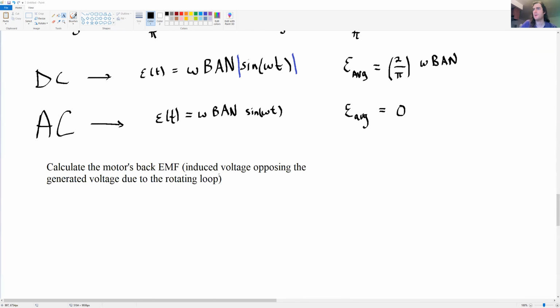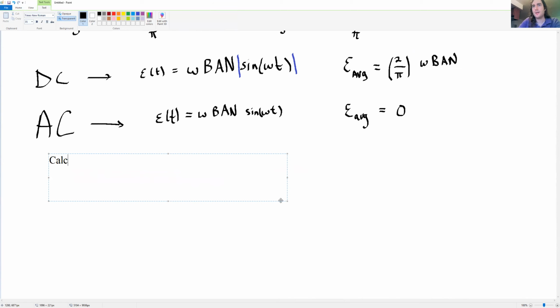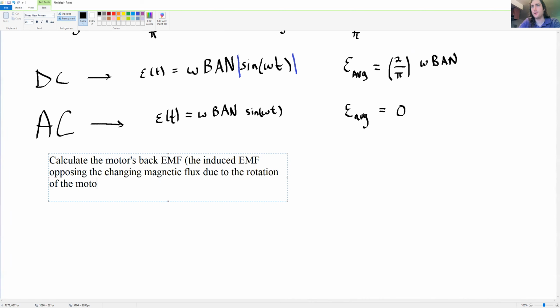Actually, what did I say here? Oh yeah, I worded this very strangely. Why did I word it like that? Let me delete this. Opposing the generated, no. Sorry, I didn't mean opposing the generated voltage. I just got a little bit confused while I was thinking about it. Let me rewrite that. So calculate the motor's back EMF, the induced EMF opposing the changing magnetic flux due to the rotation of the loop.